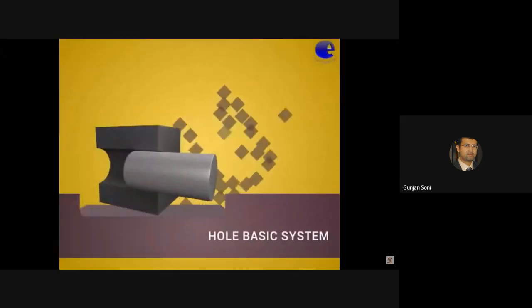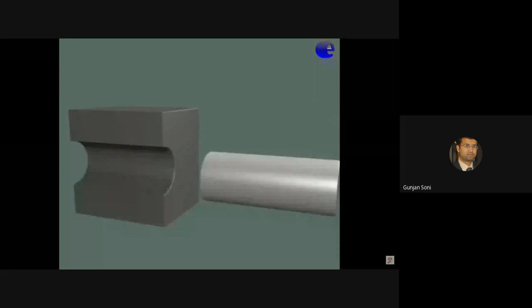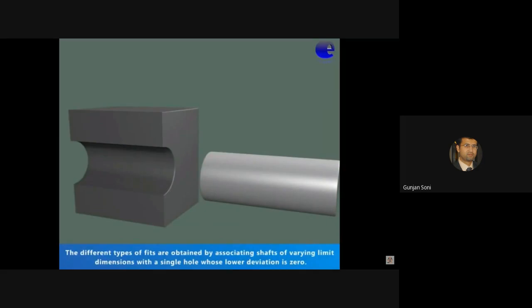Hole basis system. In this video, we are going to see about hole basis system. The different types of fits are obtained by associating shafts of varying limit dimensions with a single hole whose lower deviation is 0.